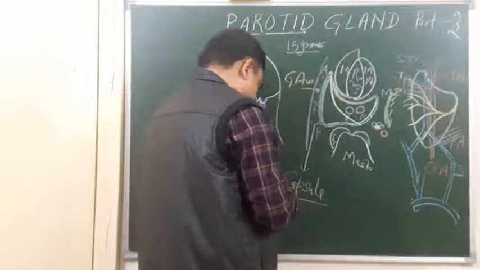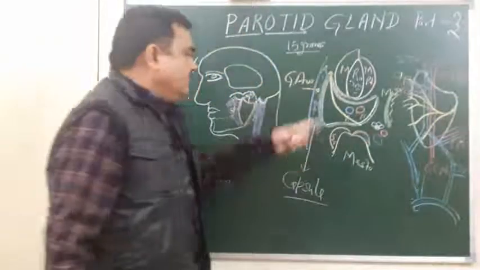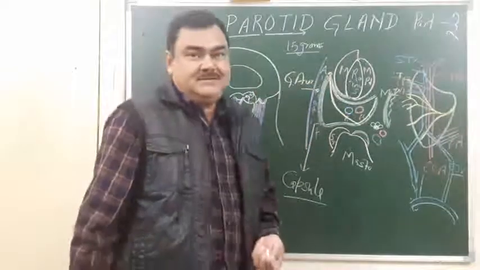And internal jugular vein. So these are the relations of the parotid glands.